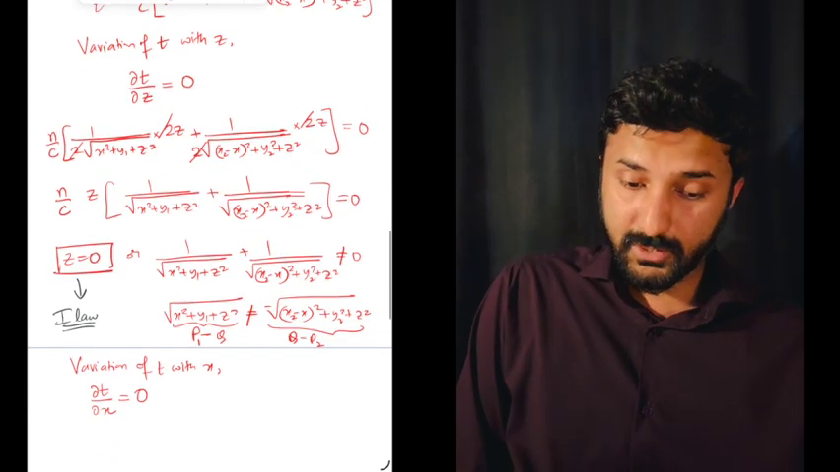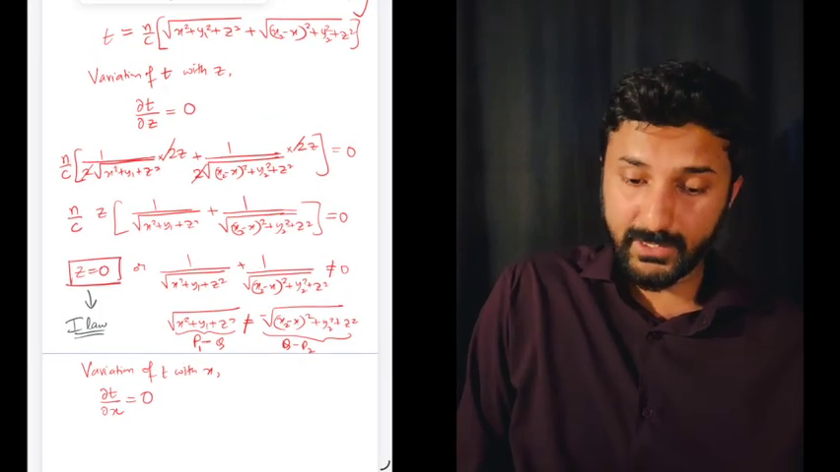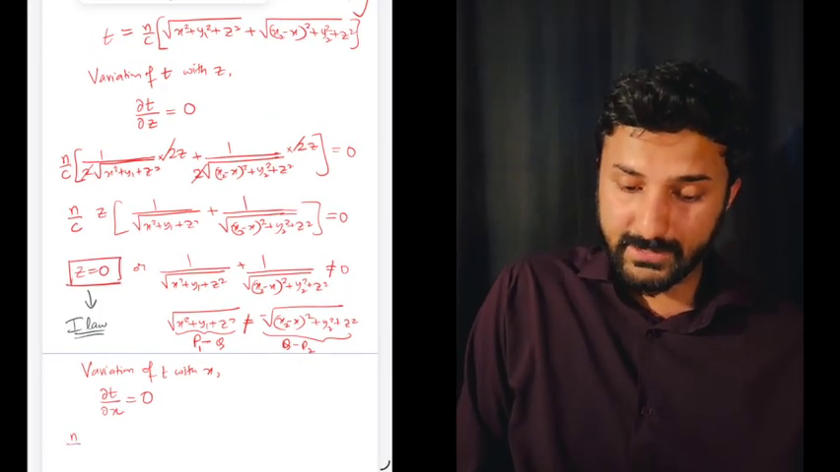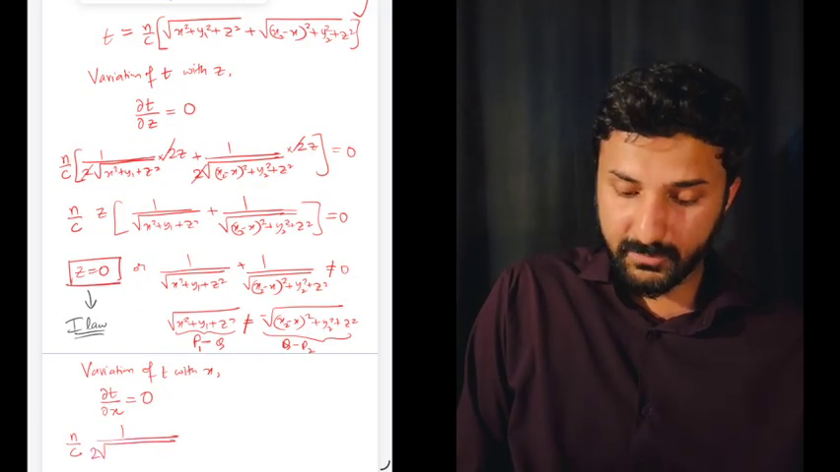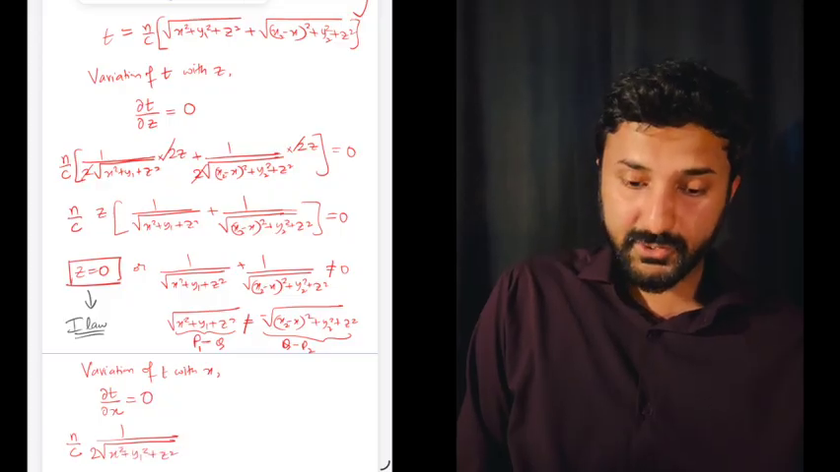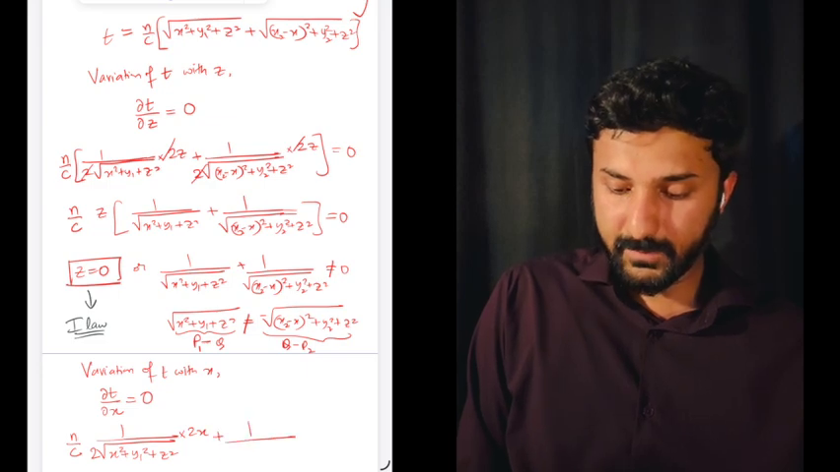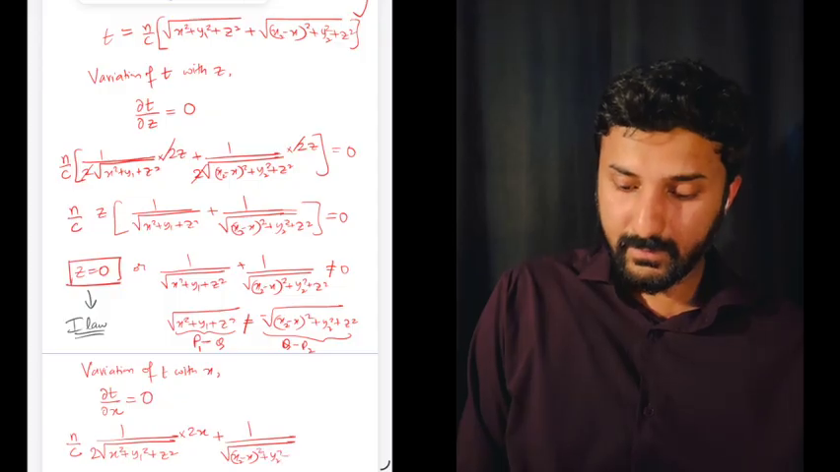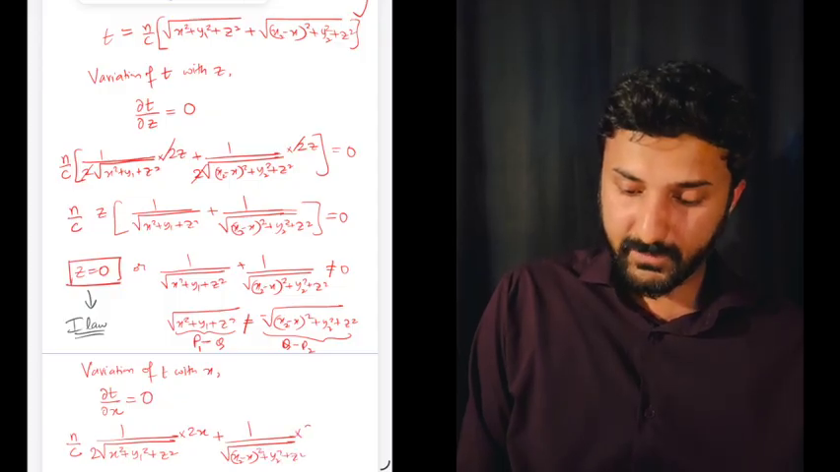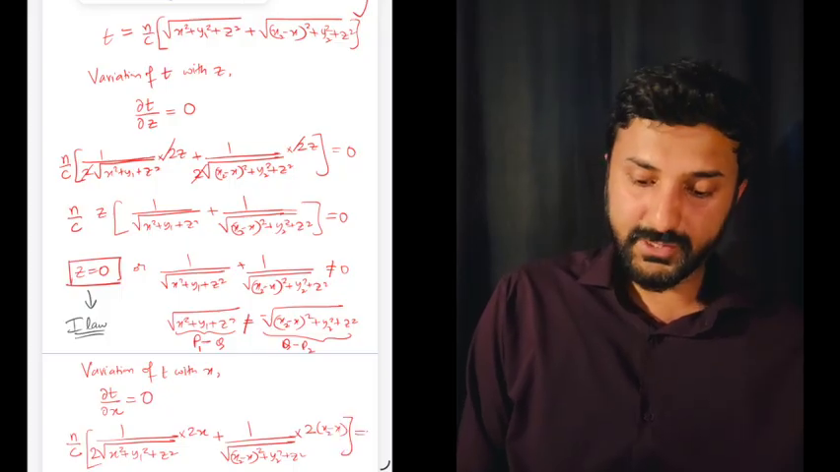So what is that going to be? Let us again differentiate t with respect to x this time. So n by c are constants. Again, differentiating, the first part remains the same. It's going to be 1 by 2 times the square root times, using the chain rule, there's going to be 2x. Whereas here again it's going to be 1 by square root of all of that, times, using the chain rule, it's going to be twice of x2 minus x, and all of this equated to 0.